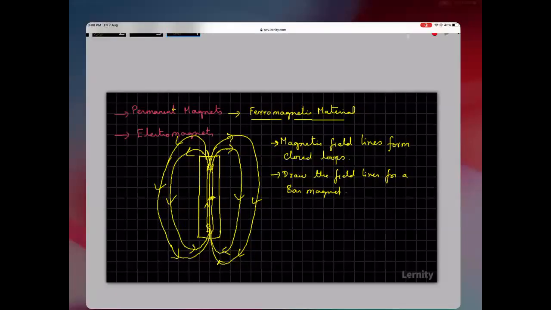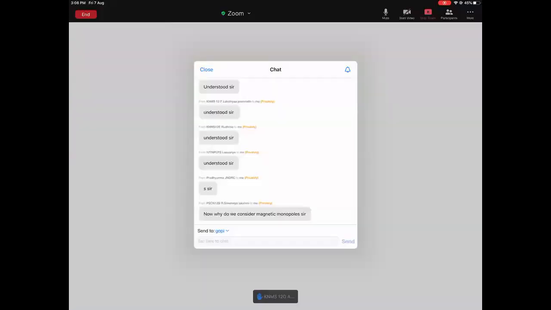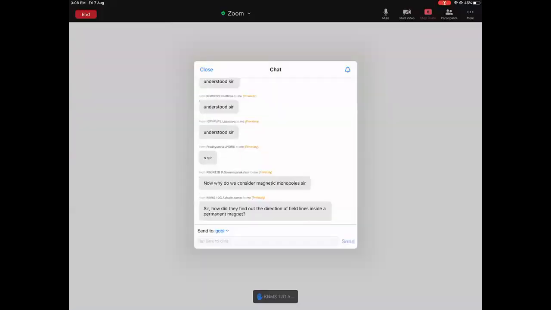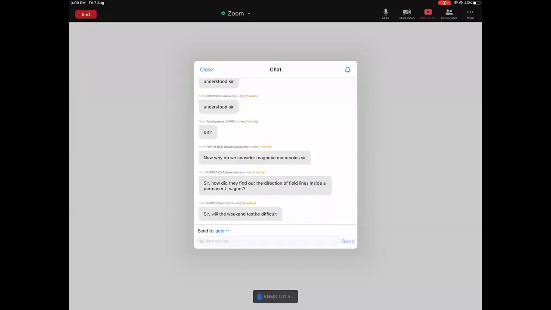Why do we consider this? How do you find out the direction? You can't. It is just an assumption. You can't find out the field direction inside a permanent magnet. Theoretically, they say that it is like that. Basically, if you come with a north pole, north pole, north pole, and when it turns, then it becomes a south pole. Once it becomes a south pole, then it will push it back.